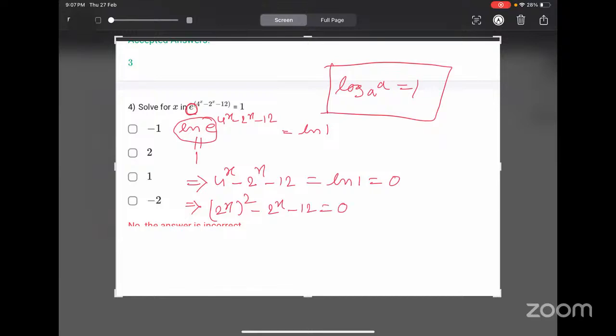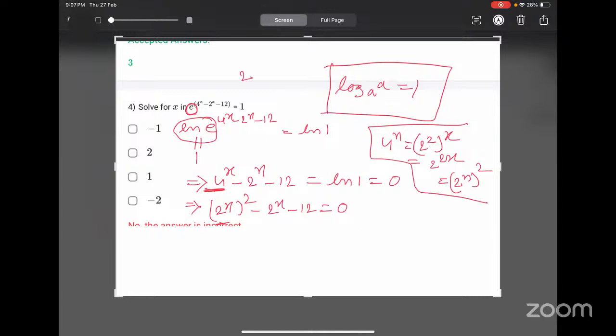Ma'am, I didn't get this recent step. Can you please tell me that? 4 power x means 2 square power x, right? Right, ma'am. And the powers can be multiplied by each other. So this will be 2x, and this will be 2 power x whole square. Yes, ma'am.